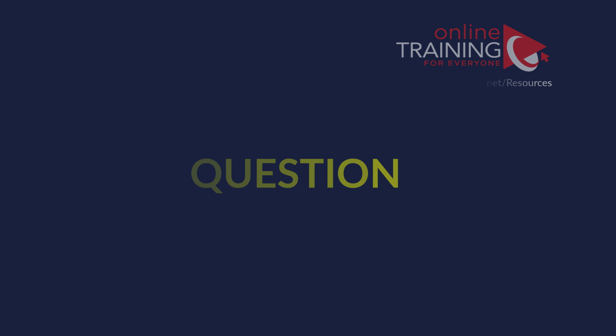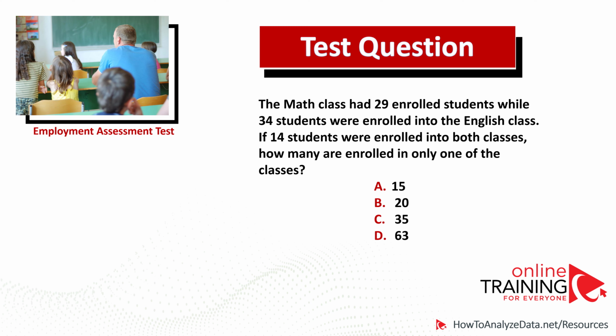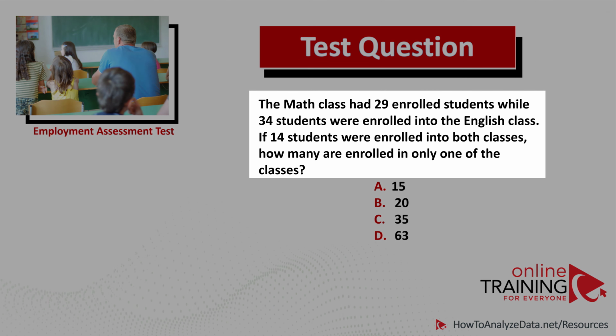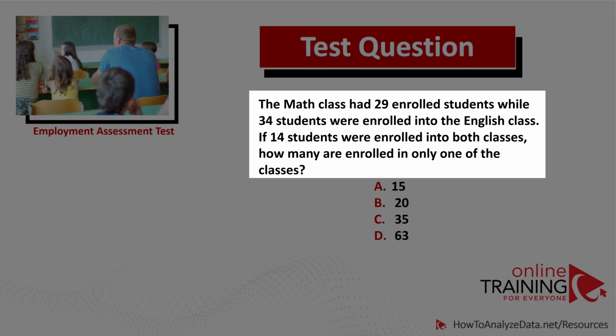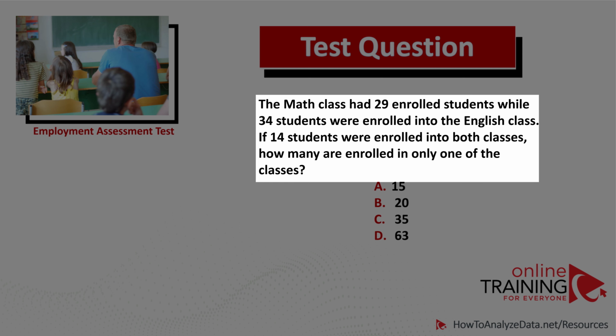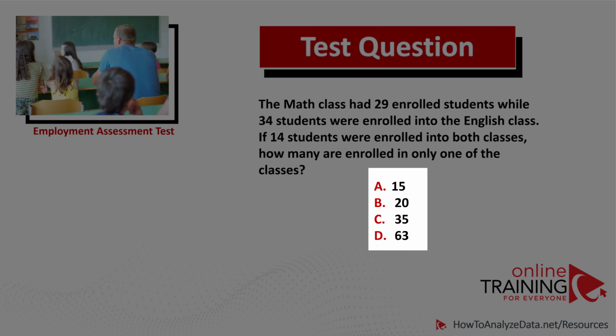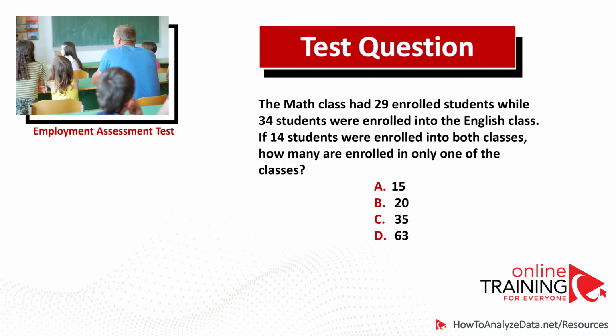Let's look at a tricky question you might frequently see as part of an employment assessment test. The math class had 29 enrolled students, while 34 students were enrolled in the English class. If 14 students were enrolled in both classes, how many are enrolled in only one of the classes? And you have four different choices: 15, 20, 35, and 63. Do you think you know the answer? Let's see if we can get to the correct answer together.